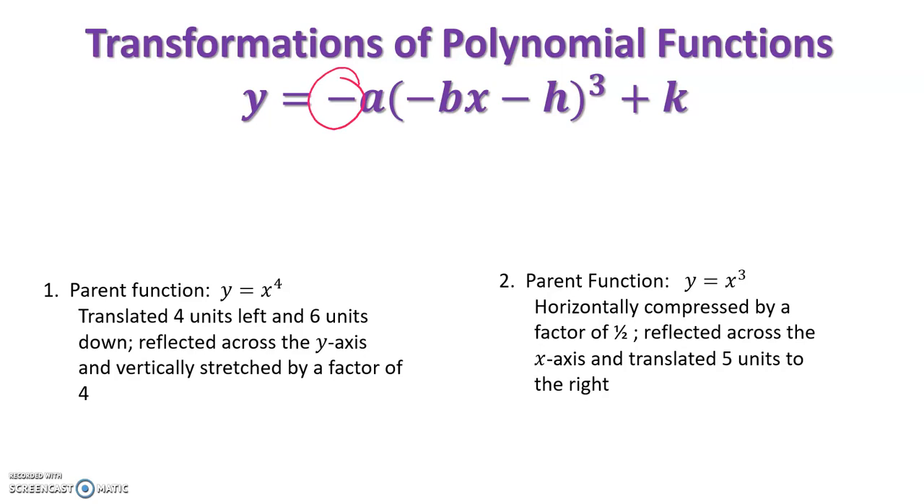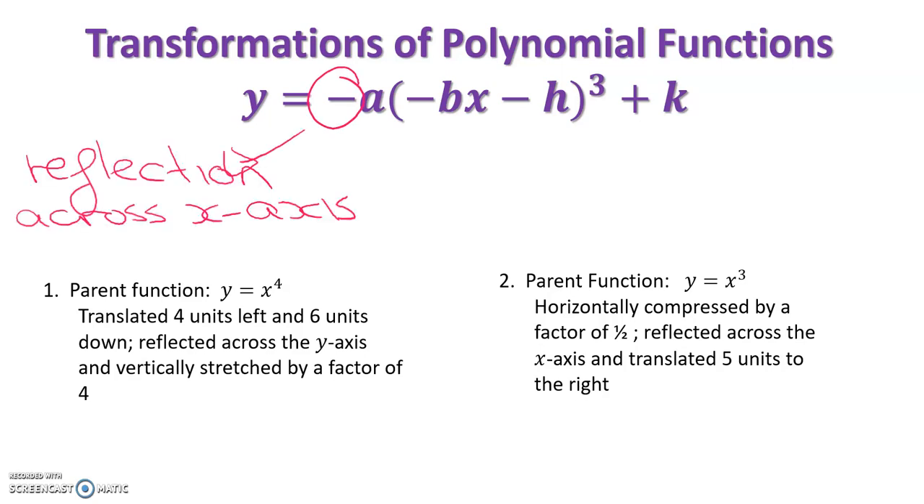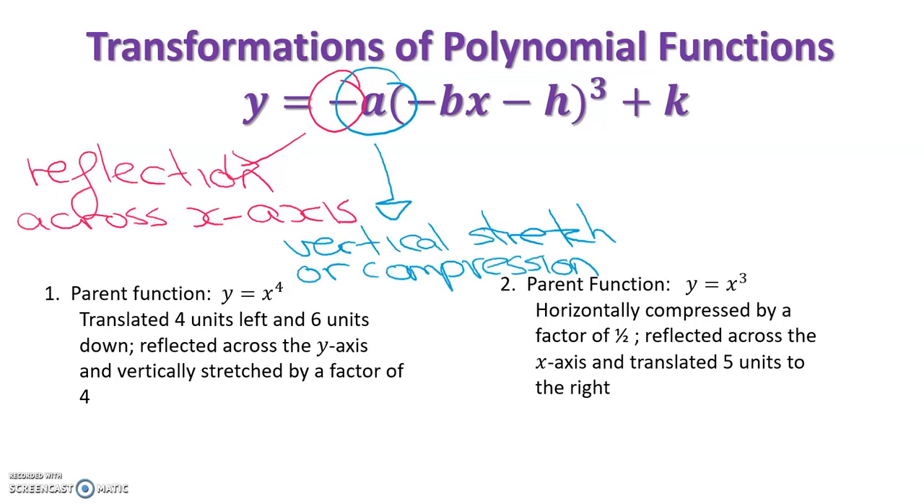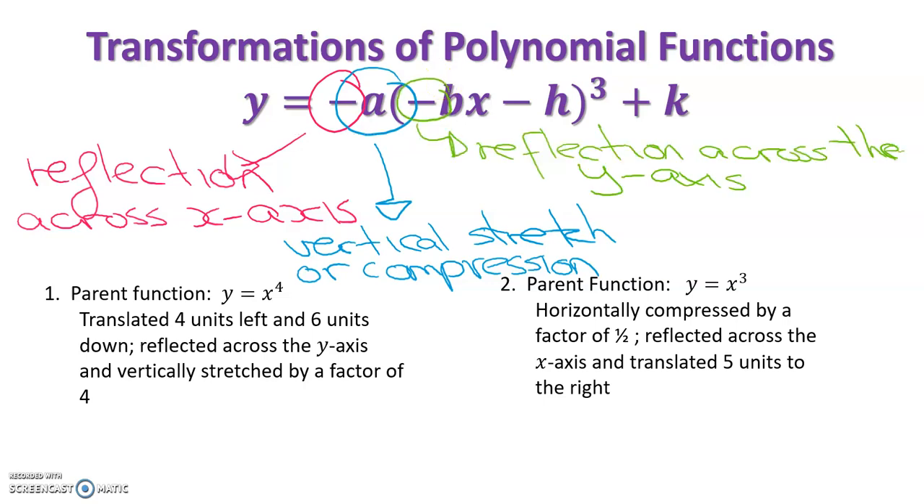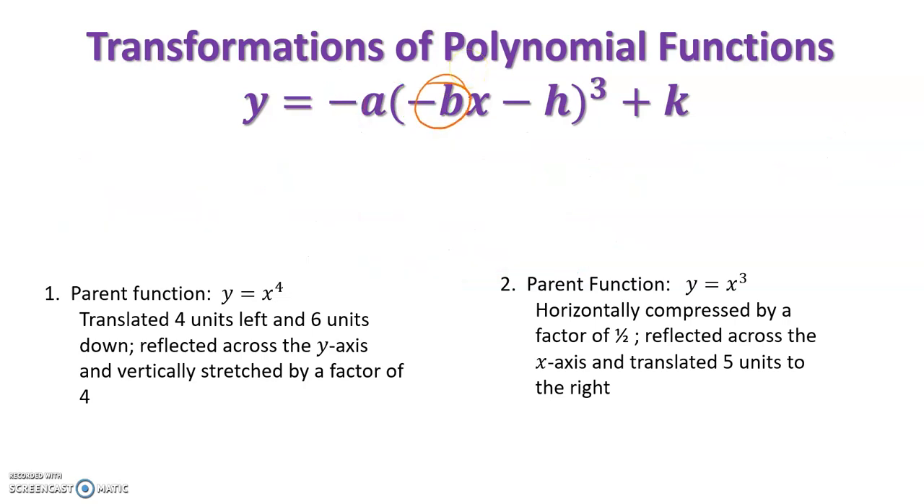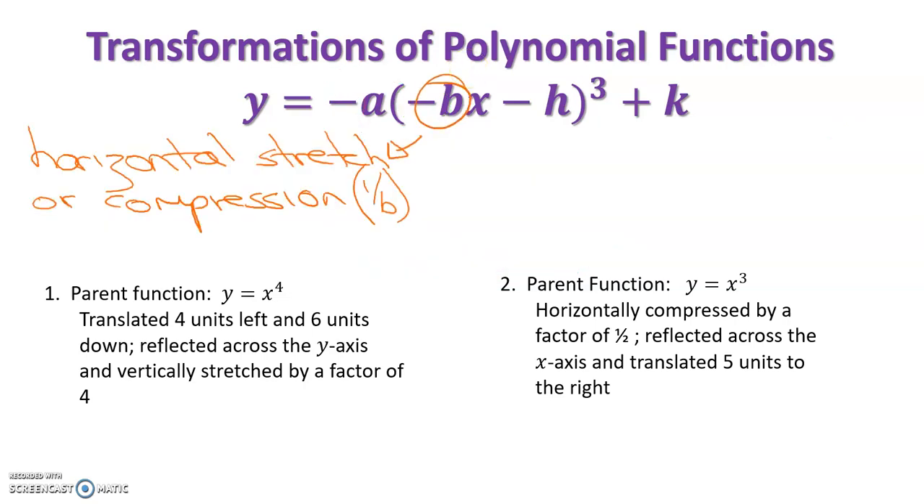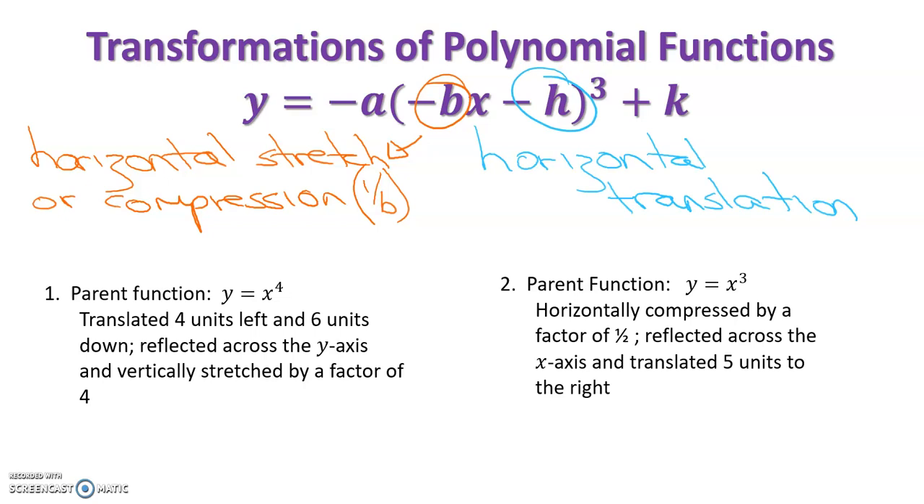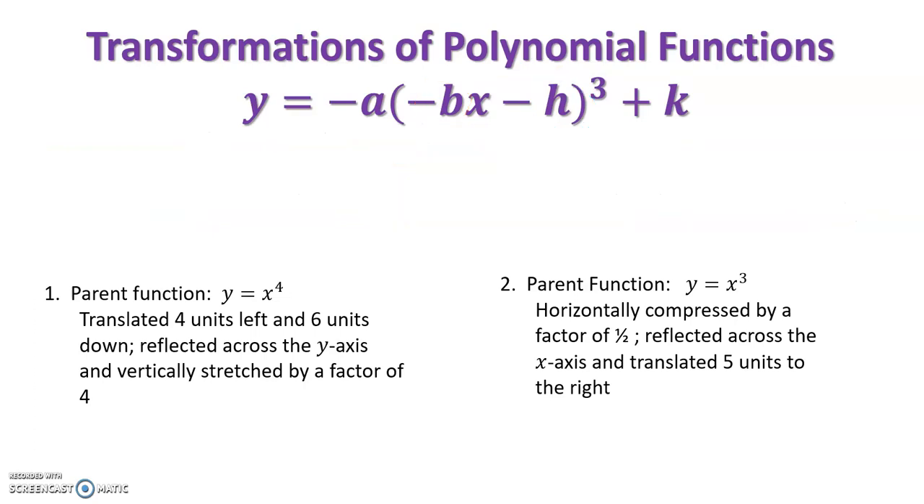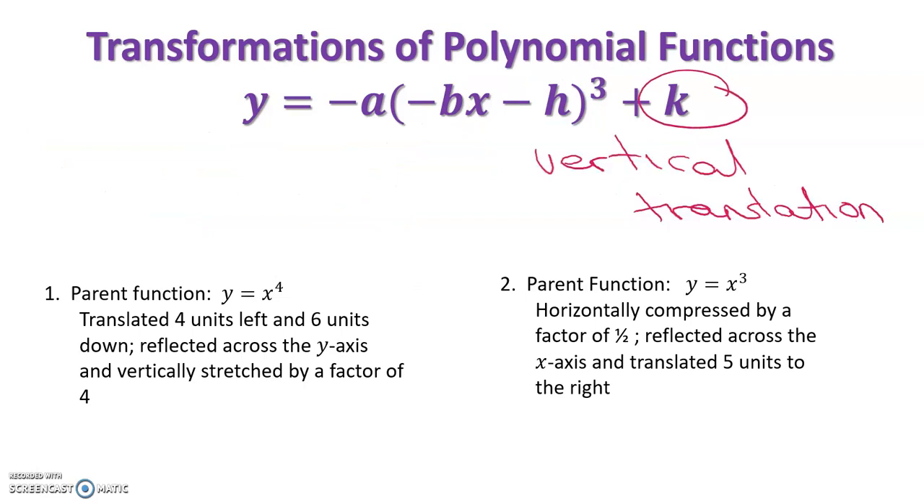So this negative here out the front represents a reflection across the x-axis. This a value is a vertical stretch or compression. This negative here in front of the b is a reflection across the y-axis. This b value here is a horizontal stretch or compression of a factor of 1 divided by b. This h is a horizontal translation, or a translation in the x direction. And lastly, the k value is a vertical translation, or a translation in the y direction.